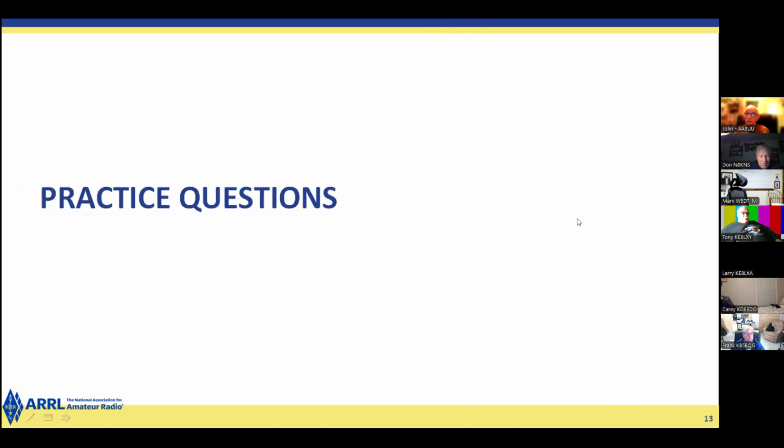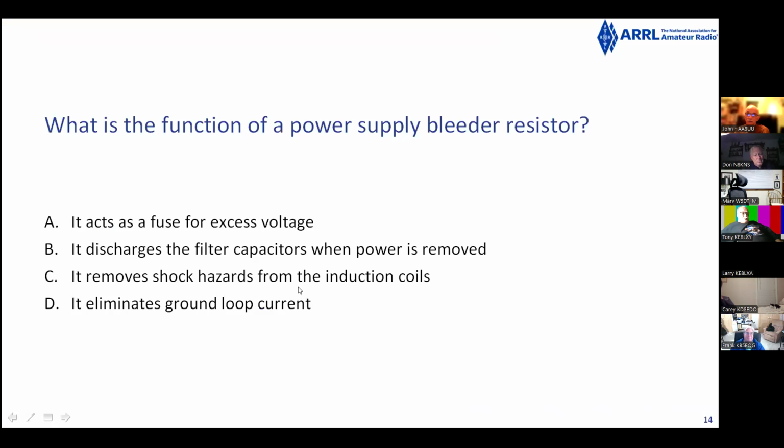Oh, that's it. Here we go with the questions. What is the function of a power supply bleeder resistor? It acts as a fuse for excess voltage. It discharges the filter capacitors when the power is removed. It removes shock hazards from the induction coils. It eliminates the ground loop current.